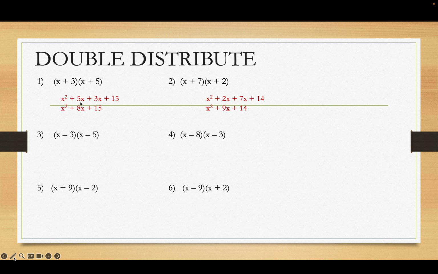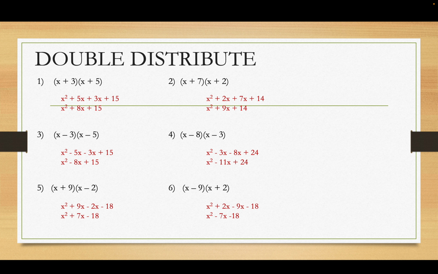Now, I'm not going to explain the others in detail. That should remind you of the process, and I do believe you're probably getting these right. If there's any issue with these, it's really important to reach out to me and get some help. X squared minus 8x plus 15. X squared minus 11x plus 24. X squared plus 7x minus 18. X squared minus 7x minus 18.